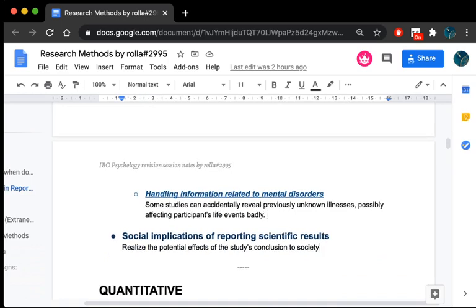Next up, we have social implications of reporting scientific results. Like I explained before, when a study is published and reported or talked about by the media, there might be a chance that they accidentally misinterpret the study, if you're not careful with your wording.